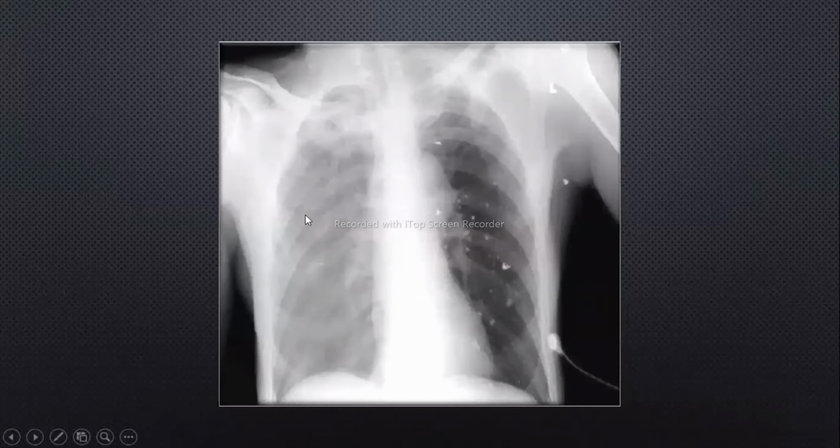What about this one? Which is normal, left or right? The right is abnormal, the left is normal. So is it a complete opacity or some opacities? It is a complete opacity. So it's a massive hemothorax, okay? What is the next investigation?